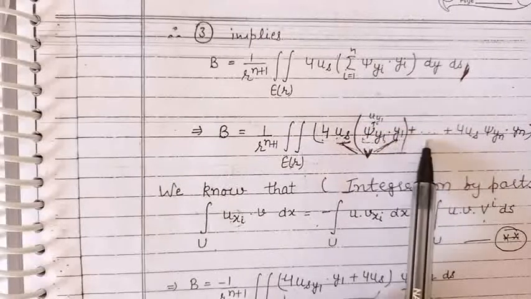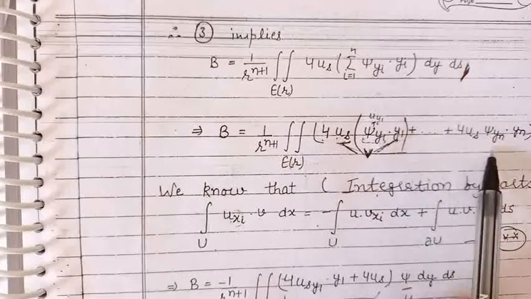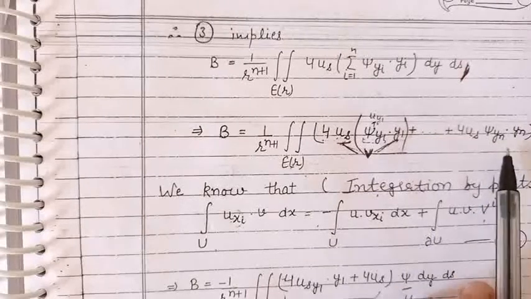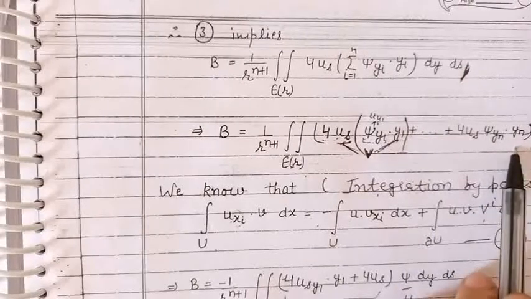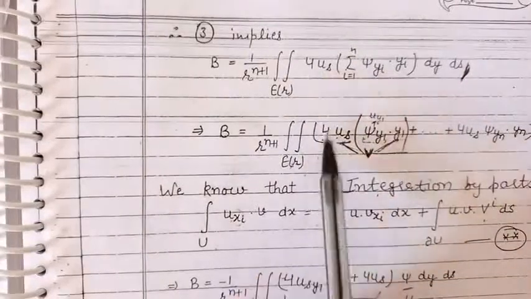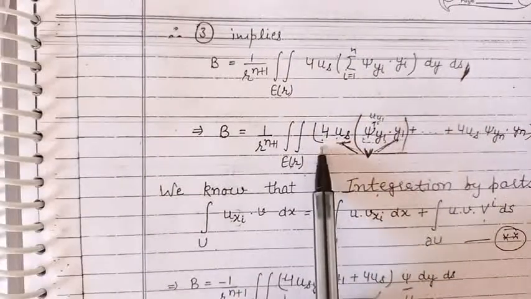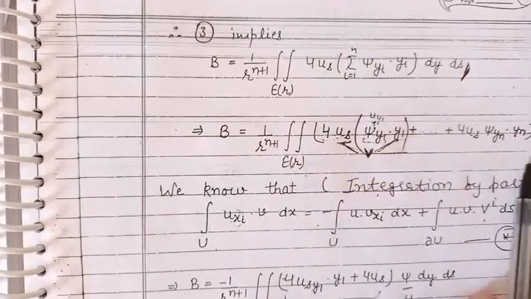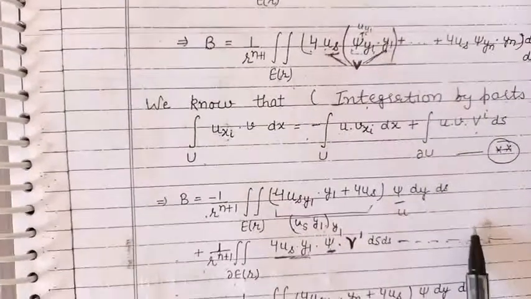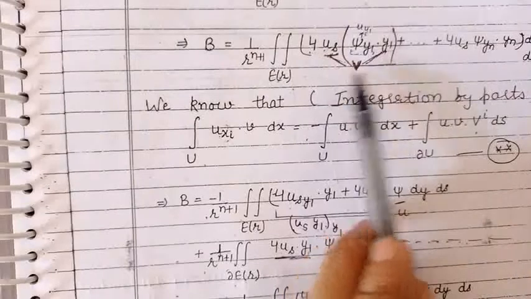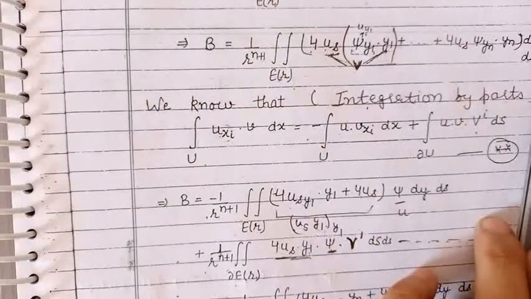Next will become ∂ψ/∂y2 into y2. And the last term will become ∂ψ/∂yn into yn, multiplied with 4us. So we have the n integrals here. Now we will use the integration by parts formula for each of these n integrals.